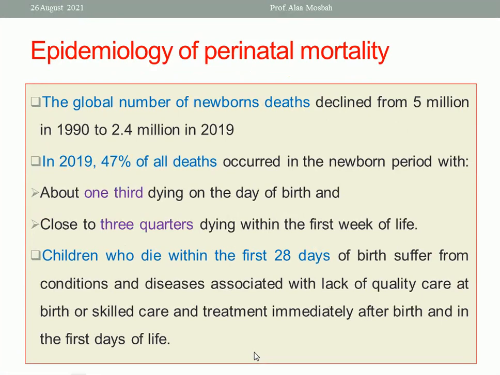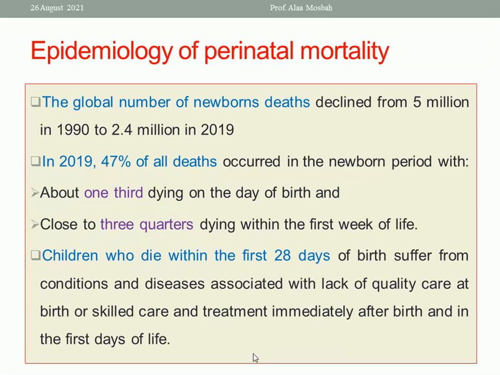What is the epidemiology of perinatal mortality? The global number of newborn deaths declined from 5 million in 1990 to 2.4 million in 2019. In 2019, 47% of all deaths occurred in the newborn period, with about one-third dying on the day of birth, and close to three-quarters dying within the first week of life. Okay? So, the first week after delivery is the most important.